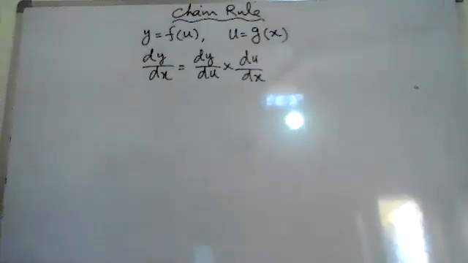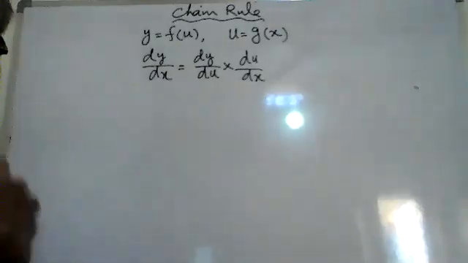So this is called the chain rule. When y is a function of u and u is a function of x, and we have to find dy upon dx, dy upon dx will be equal to dy upon du into du upon dx.